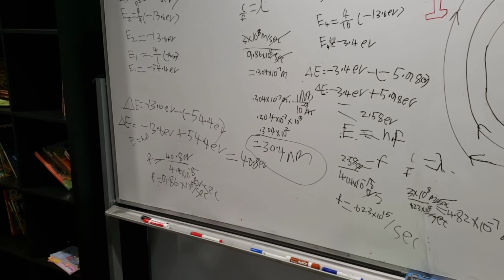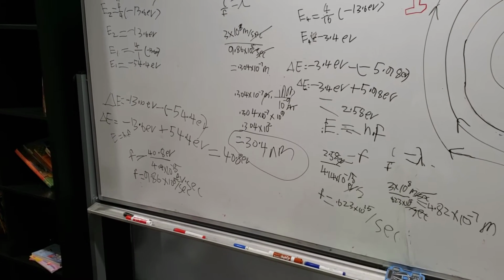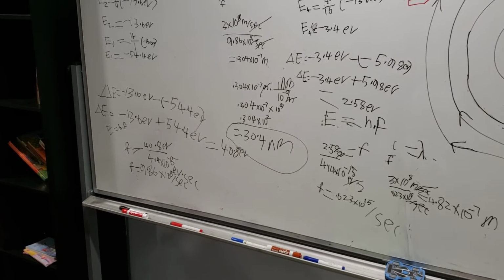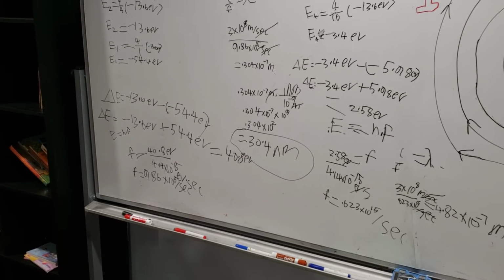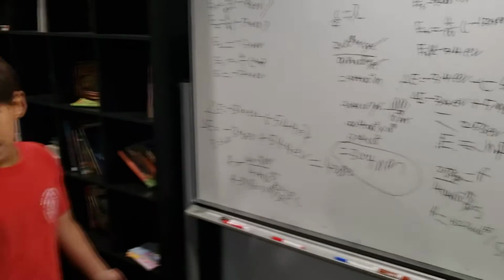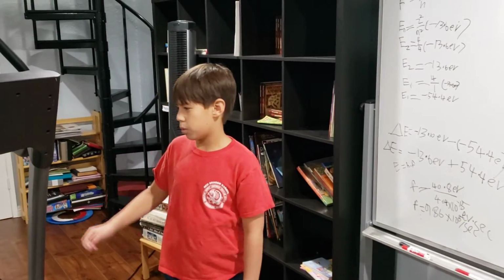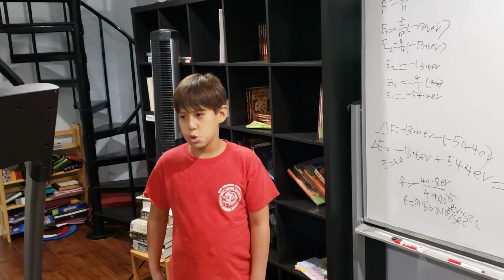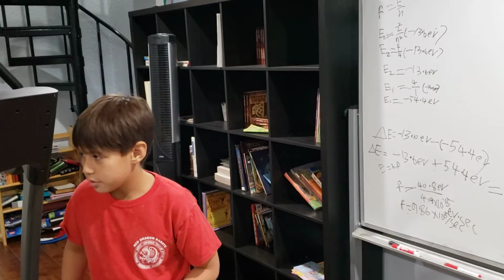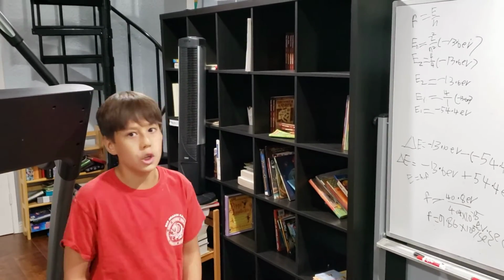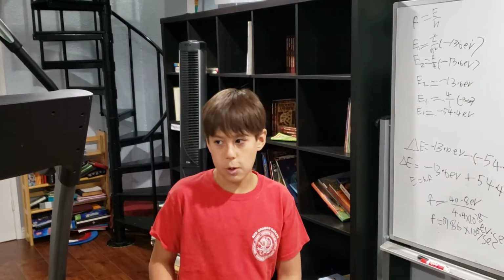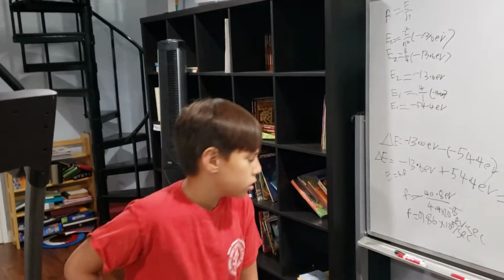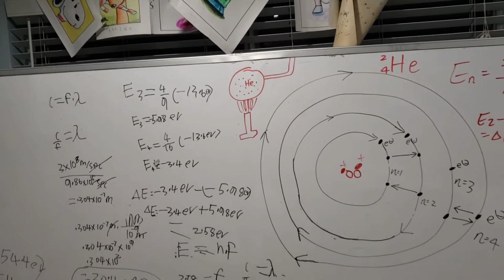Ultraviolet. So does that mean it has more energy or less energy than visible light? More. But the wavelength is smaller, so how can it have more energy? It needs a bigger frequency. Usually if the wavelength is bigger, the frequency is smaller. So the bigger wavelength you have, the less frequency you have, so the less energy you have. Oh, I see. That's very good.